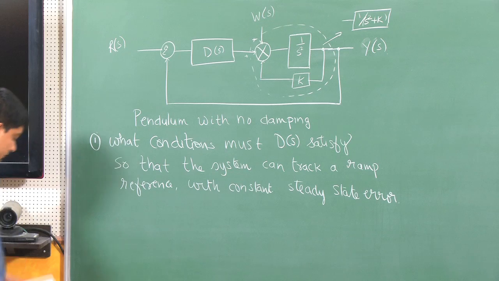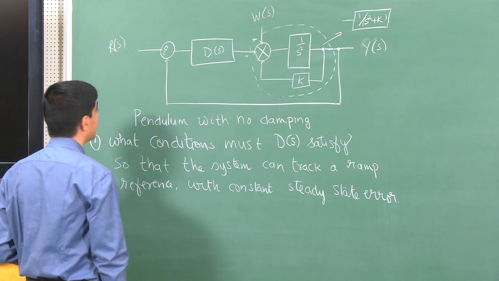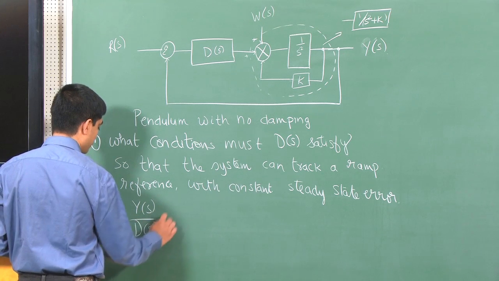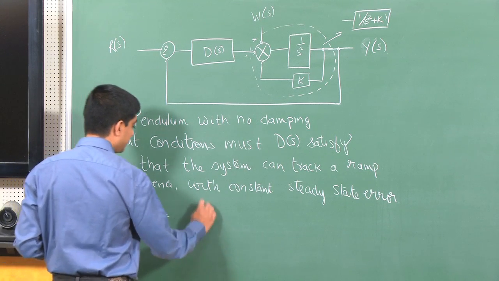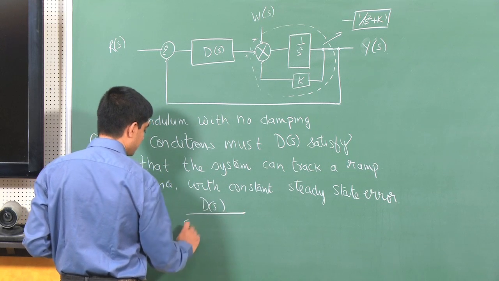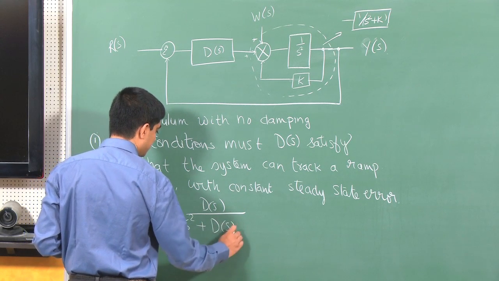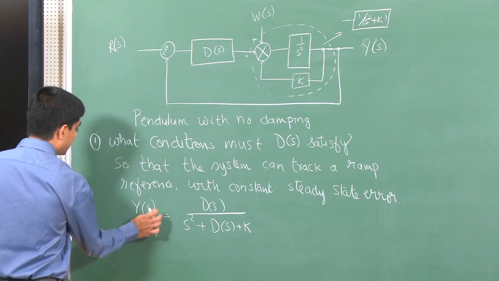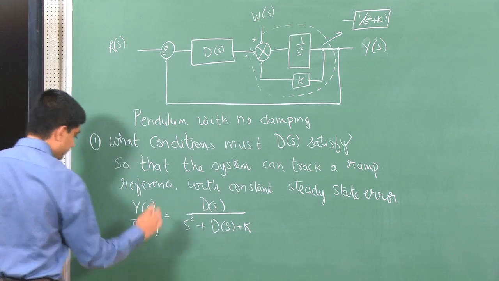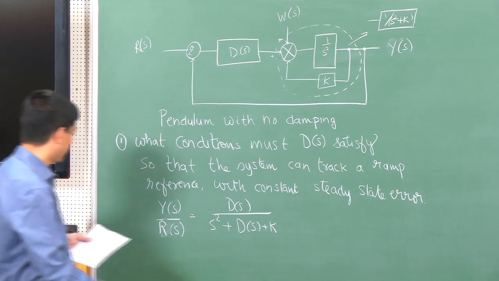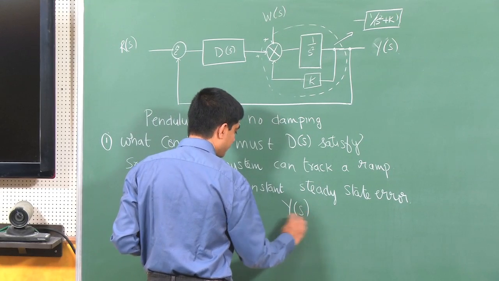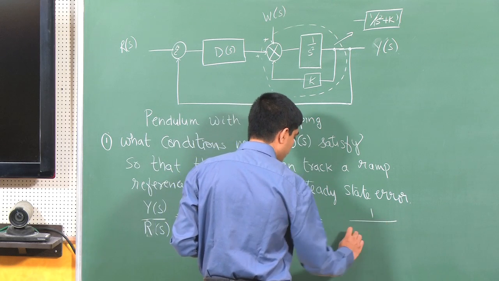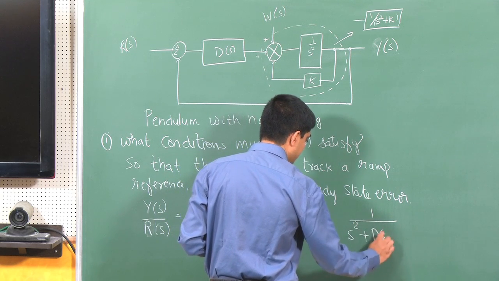Okay, so the first thing we would like to do is to find the transfer function. I'll not spend time on this because we know how to do this now. So this would be D of s over s square plus D of s plus k. Sorry, this should be Y over R. And similarly, the effect of the disturbance on the output is another transfer function of the form 1 over s square plus D of s plus k.